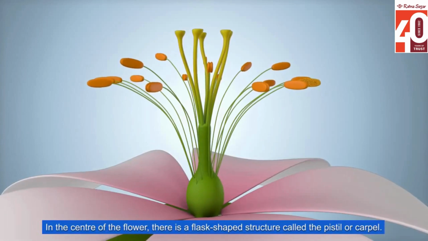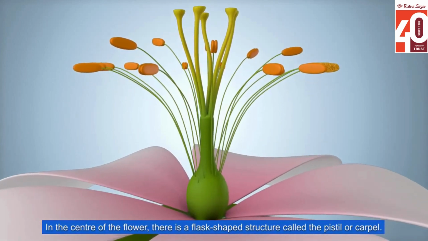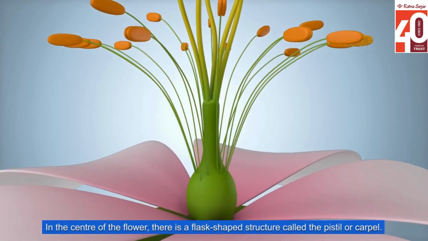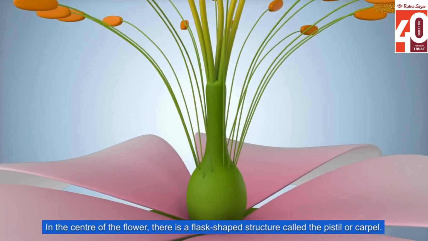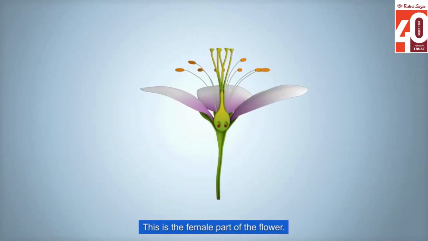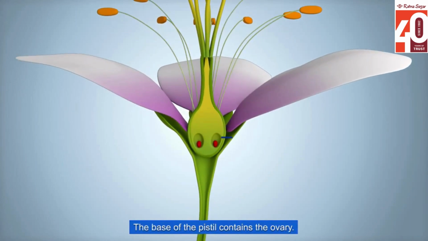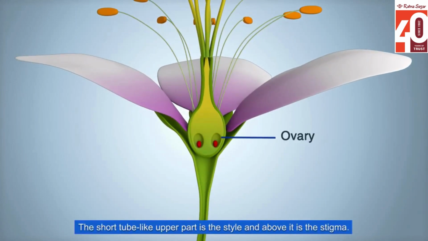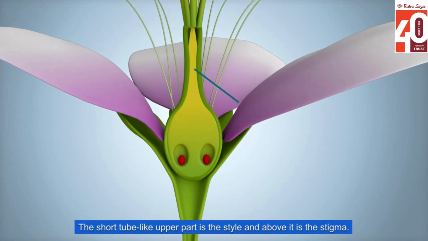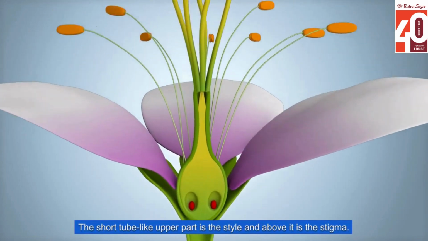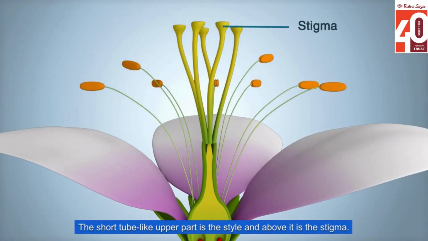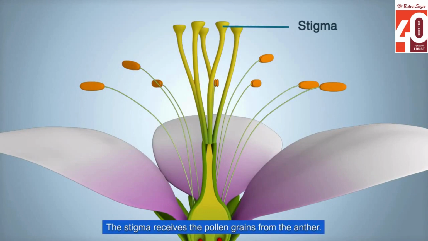In the center of the flower, there is a flask-shaped structure called the pistil or carpel. This is the female part of the flower. The base of the pistil contains the ovary. The short tube-like upper part is the style, and above it is the stigma. The stigma receives the pollen grains from the anther.